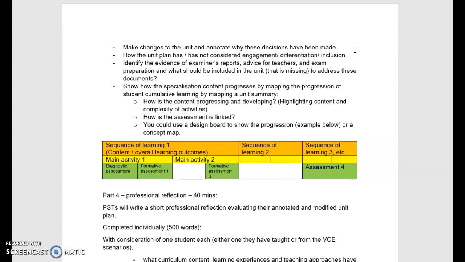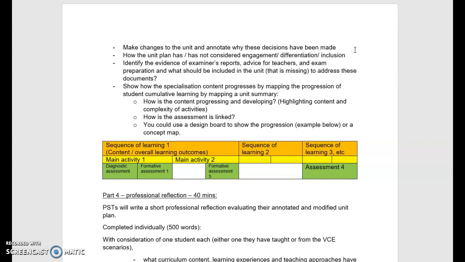You need to also discuss, where is the evidence of the examiner's reports? So in the past, what has the examiner said was a real deficit in student answers, and has this unit addressed that deficit in order to support the students towards the exam? Same for the advice for teachers. What does the advice for teachers say? And is that evident in the unit plan? If there's not, well, you could also put in what you would do to address this.